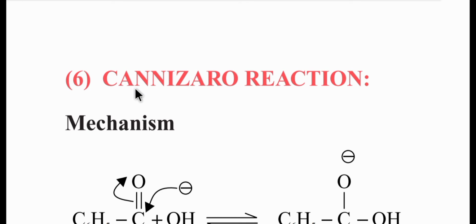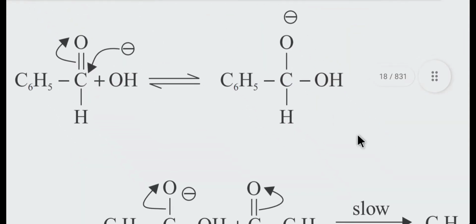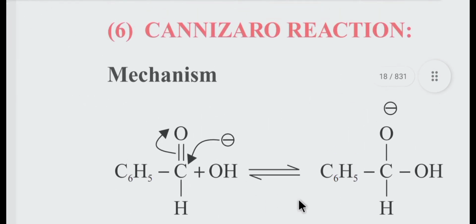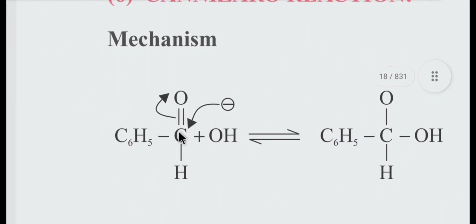In the Cannizzaro reaction, two aldehydes react with each other in the presence of acid and base. Means this reaction is acid catalyzed as well as base catalyzed, an acid-base catalyzed reaction. So in the presence of the catalyst, one aldehyde will react with another aldehyde and produce some products. Okay, let's start the mechanism to see the products.